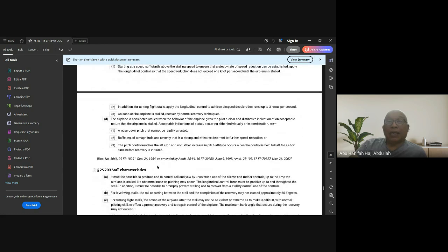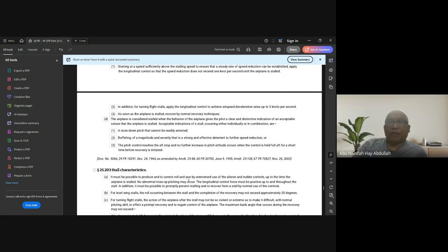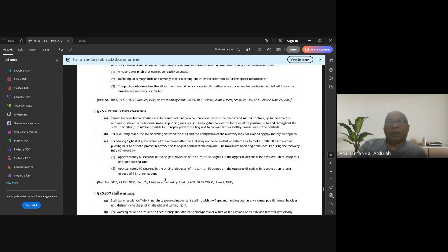Stall characteristics. Then it must be possible to produce and correct roll and yaw by the normal use of aileron and rudder control, up to the time the airplane is stalled. No abnormal nose up pitching may occur. That's why we want to put the CG forward so it will pitch down. Make the nose heavy, correct. The longitudinal control force must be positive throughout the stall. Okay. So this is the thing you need to show.